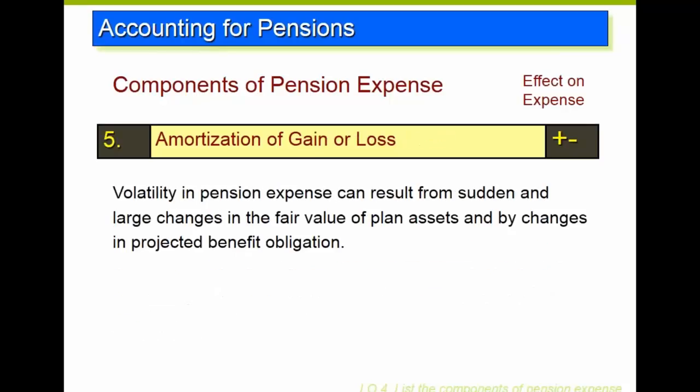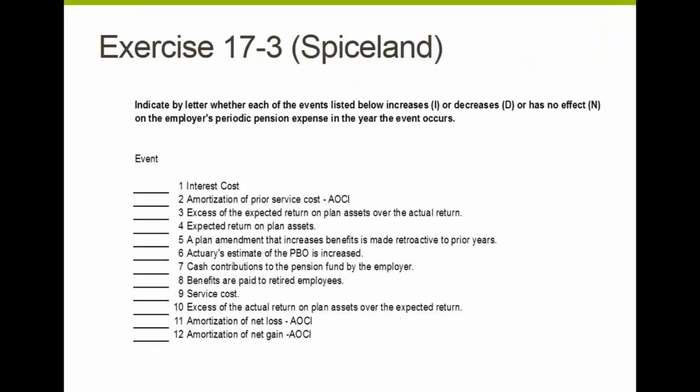then amortized over a specific period of time. We'll talk about the volatility in the sense that if there are significant gains and losses, these significant gains and losses stay in other comprehensive income, and then we actually amortize the gains and losses over a specific period of time.